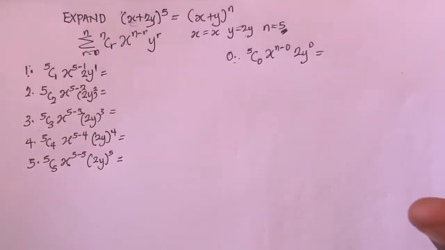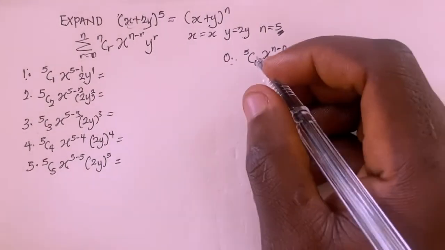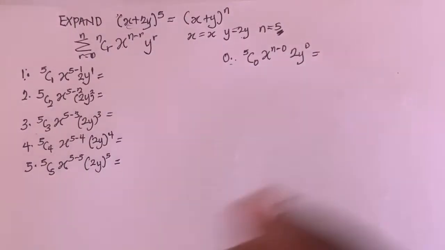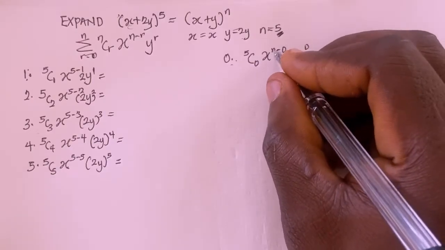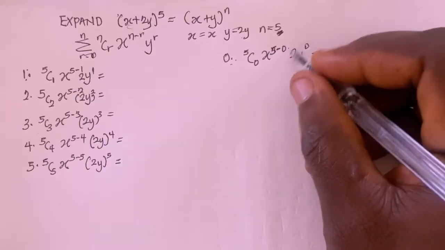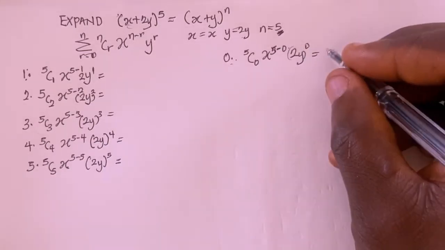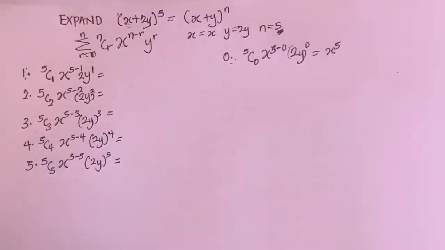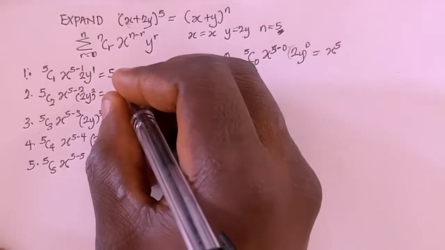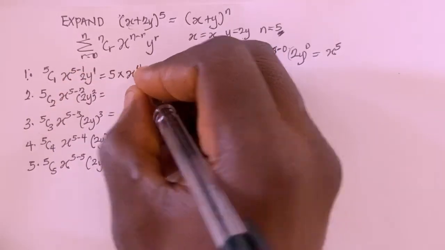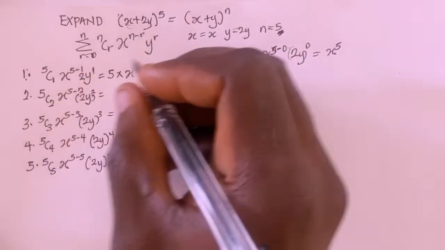Now I'm going to simplify this expression further. Simplifying this, I have 5 combination 0, and 5 combination 0 is 1, exactly. So now I'm going to have x raised to the power n minus 0. What's my n? My n is 5, so 5 minus 0, and 2y raised to the power 0 is 1. So I'm going to have x raised to the power of 5 only. Now here I'm going to have 5 combination 1, which is actually 5. I'm going to have 5 multiplied by x raised to the power 5 minus 1, that's 4, right? Then 2y raised to the power of 1.